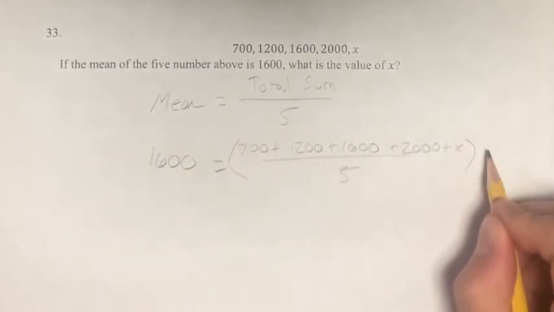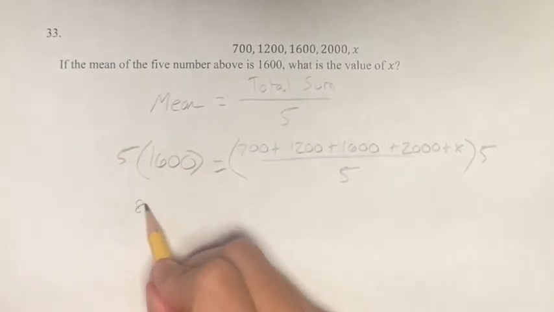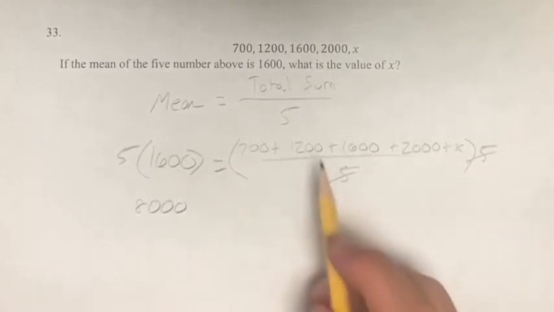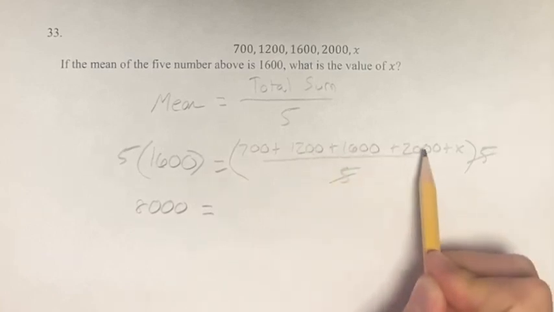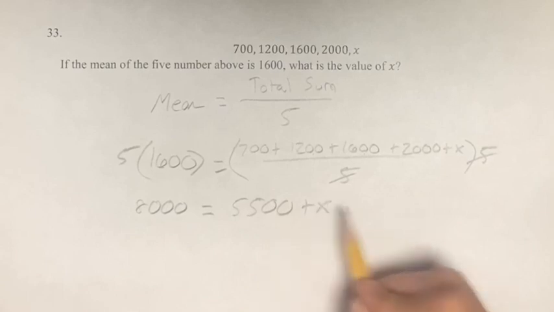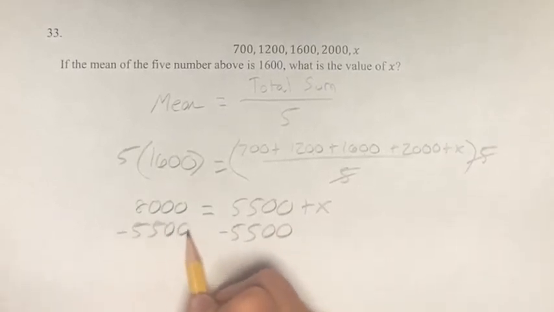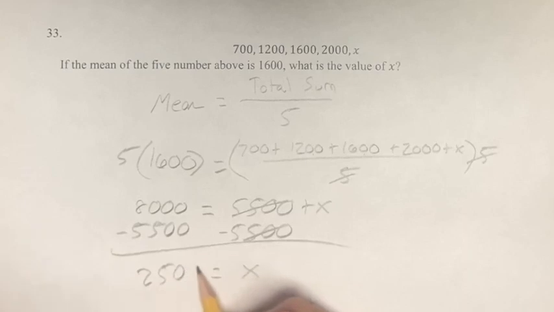So the first thing we can do is multiply both sides by 5. 5 times 1600 is 8,000, and then on this side, these 5's cancel, so we just have the numerator. So 8,000 is equal to 700 plus 1200 plus 1600 plus 2000, which is 5,500, plus x. We subtract 5,500 from both sides. These cancel, and we get x is equal to 8,000 minus 5,500, which is 2,500.